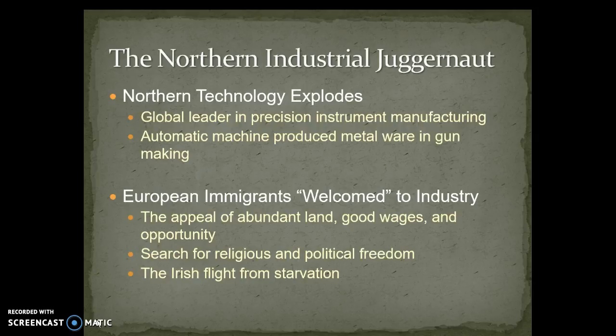Immigration further stimulated industrialization in the northern states. Most immigrants came from Germany, Ireland, Britain, and Scandinavia. Immigrants were drawn to the prospect of abundant land, good wages, and economic opportunity. These were pull factors, because we were pulling them to the United States. Others sought religious or political freedom. Those would be push factors. And then the Irish had a push factor of the potato famine, because they were trying to avoid starvation. In the long run, immigration is going to stimulate the American economy.